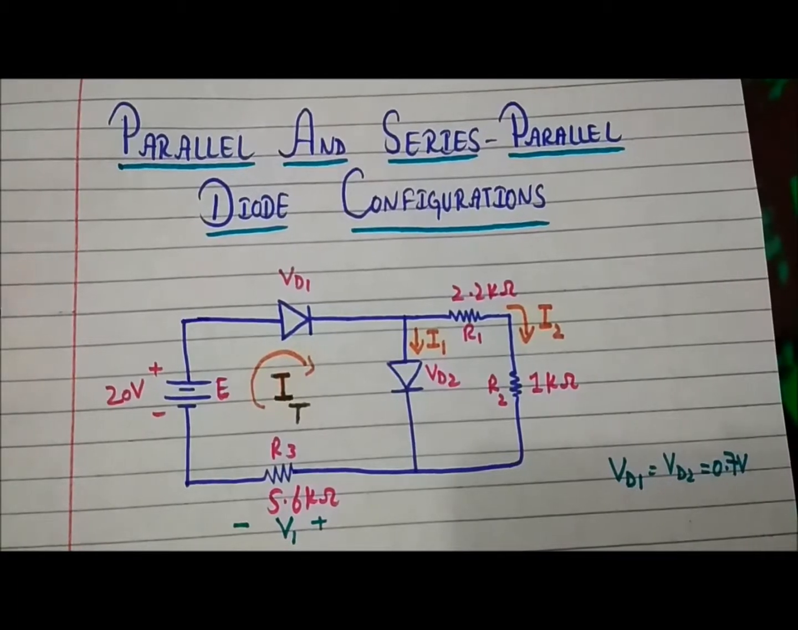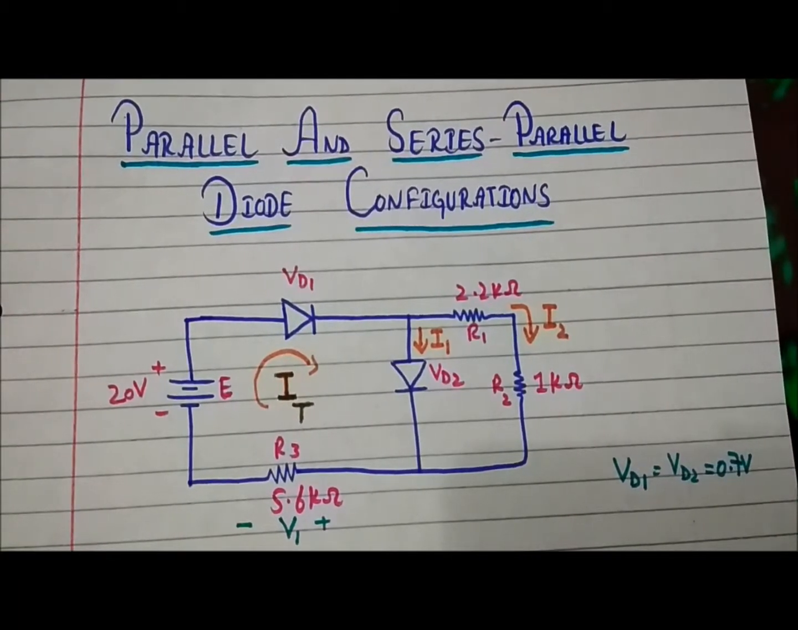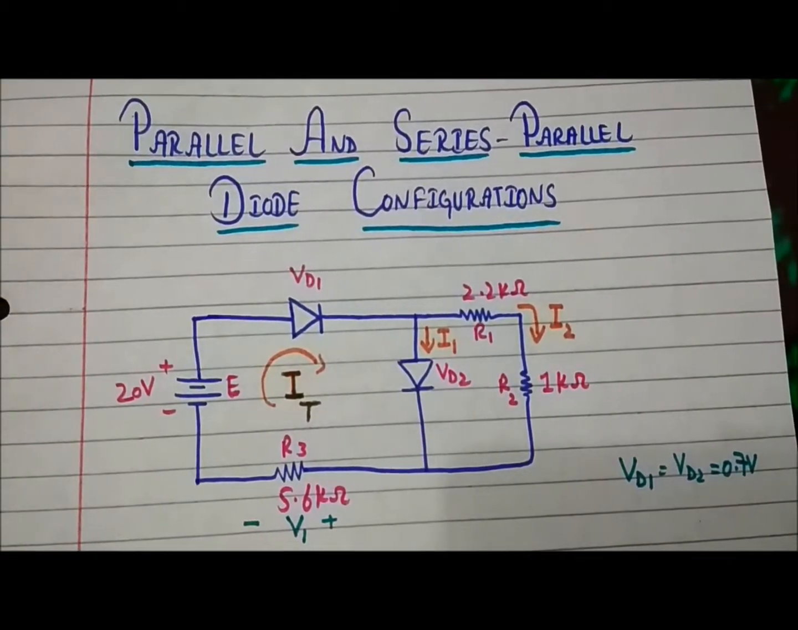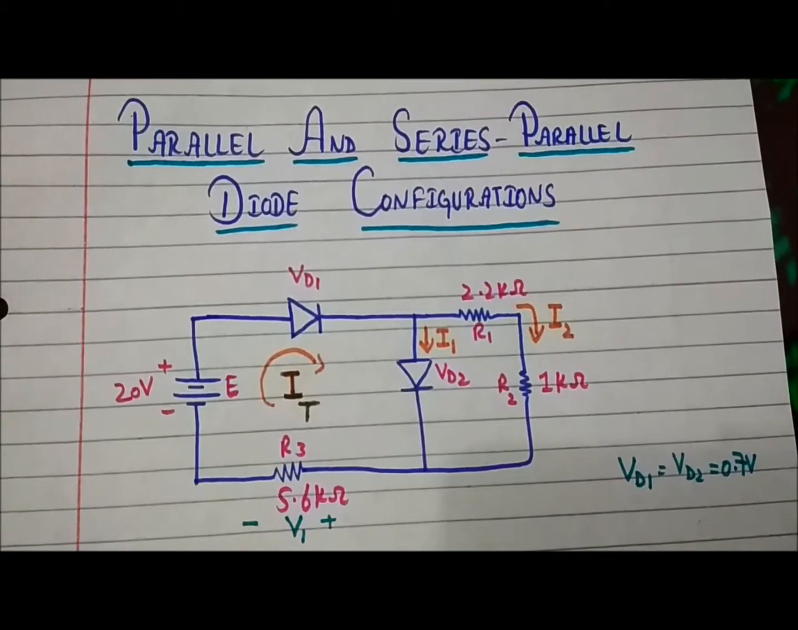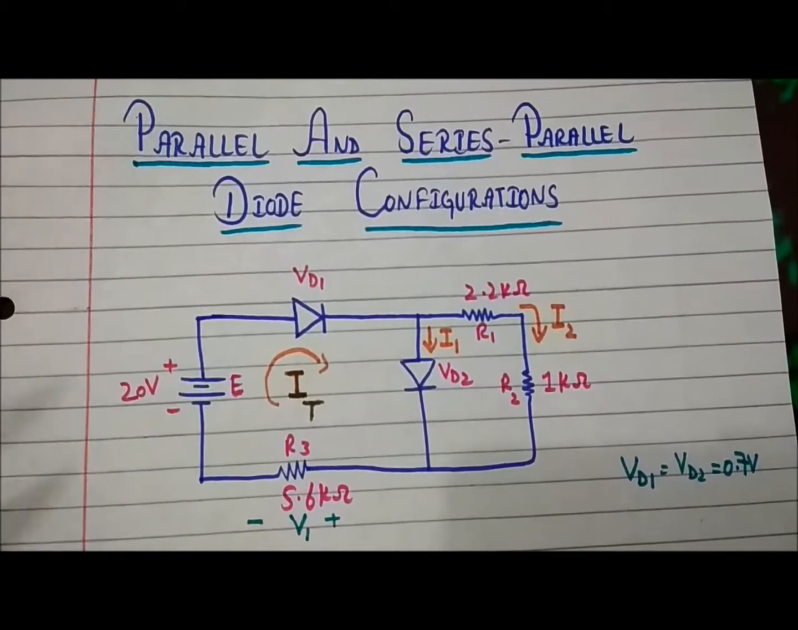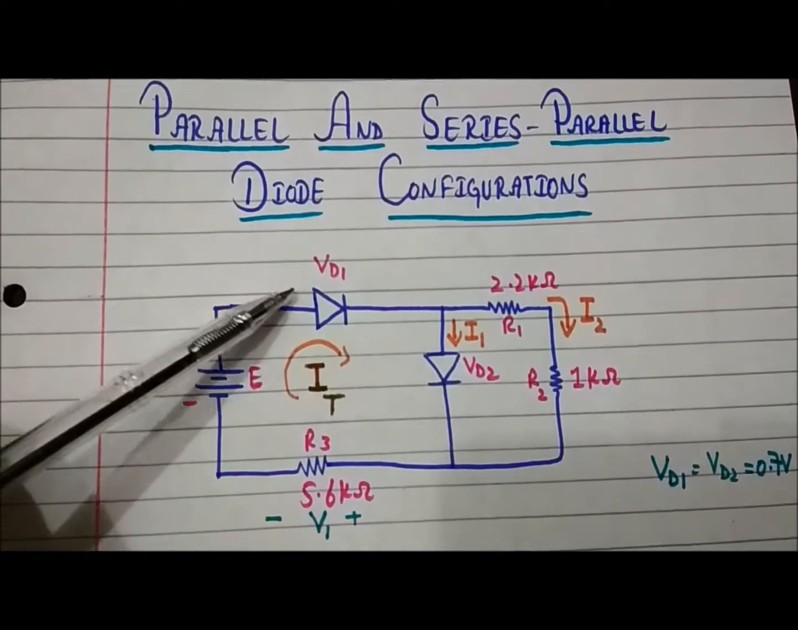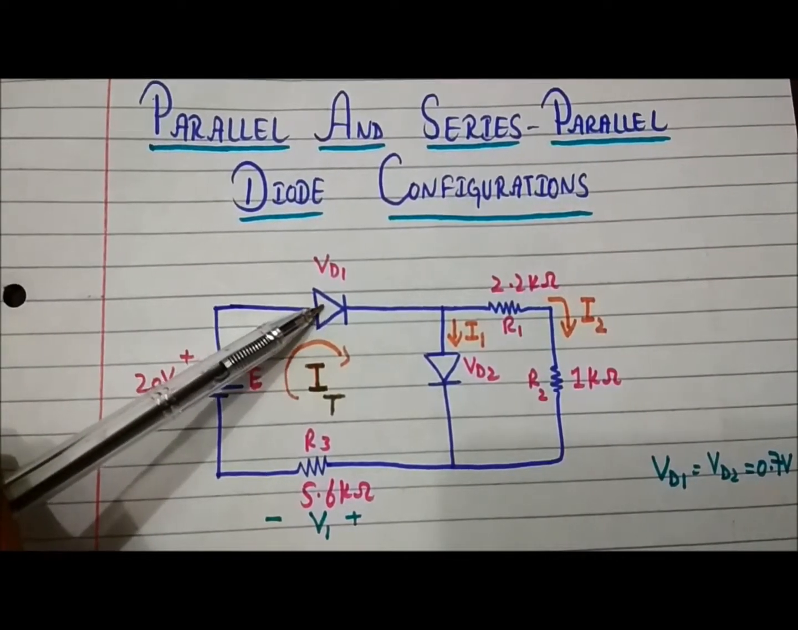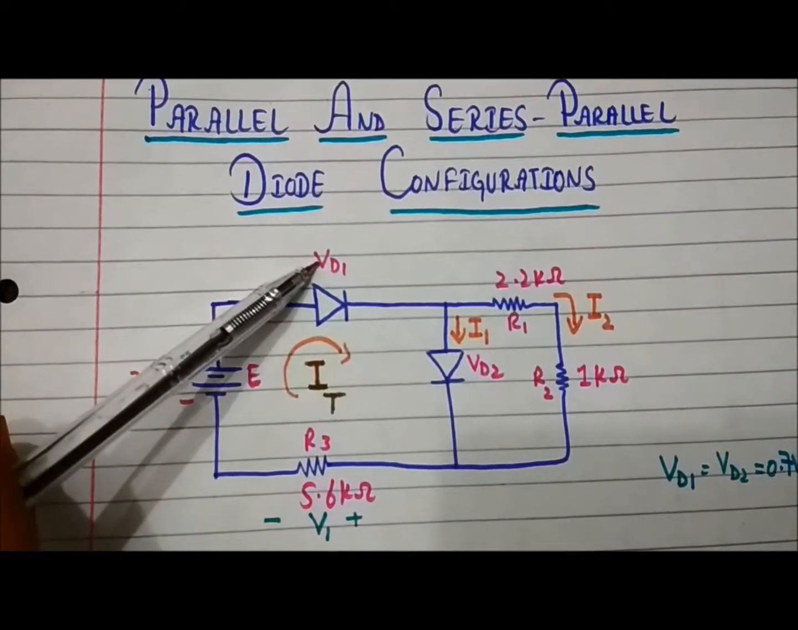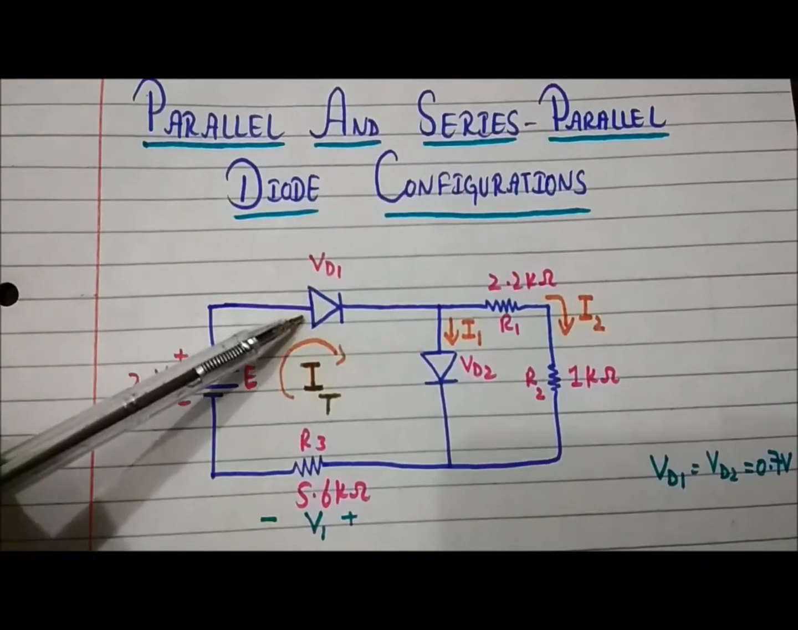In this tutorial we will learn how to deal with parallel and series parallel diode configurations. So here we have this simple circuit in which there is a 20 volt DC source connected in series with one silicon diode, and the voltage drop across this silicon diode is VD1.